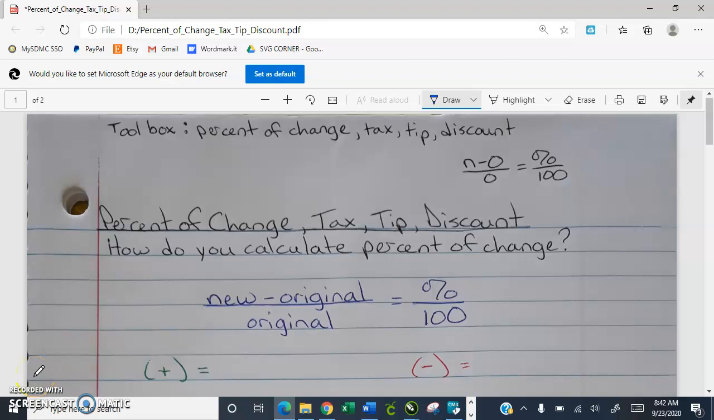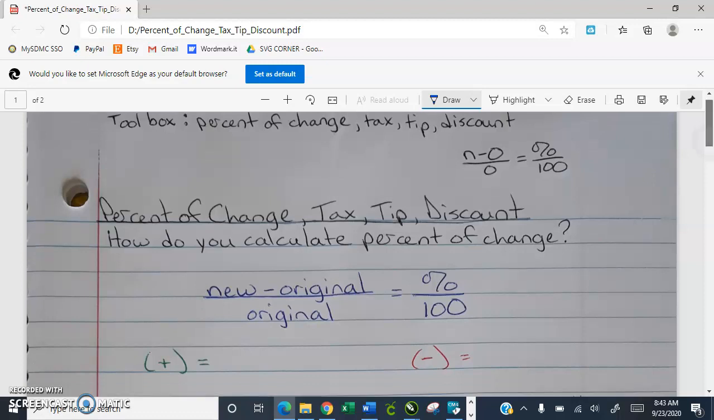All right, today we want to talk about the percent of change when it comes to taxes, tips, and discounts. This is like a real life situation. We all go to the store, we all go shopping, and we see discounts, taxes. We see when we go out to eat, we're supposed to leave a certain percent of tip. So this is how you figure it out. So we're going to go over it.